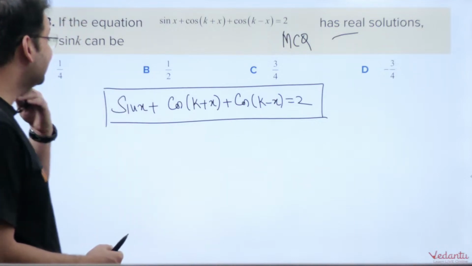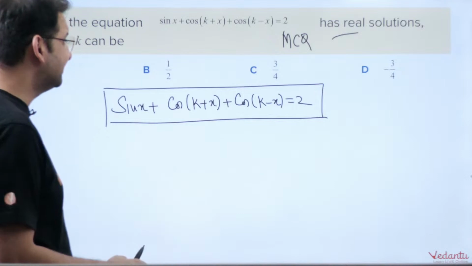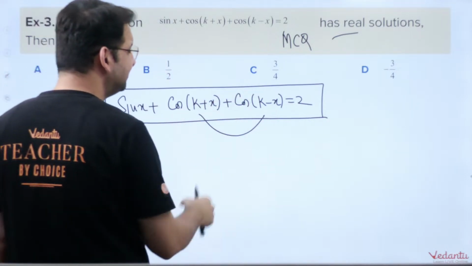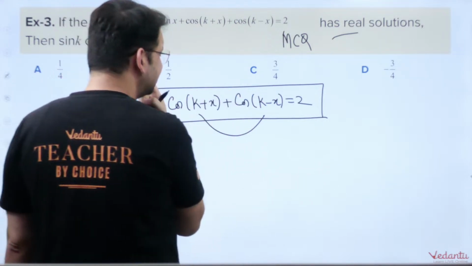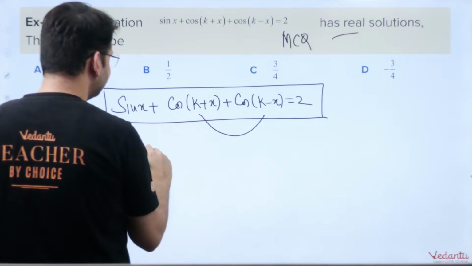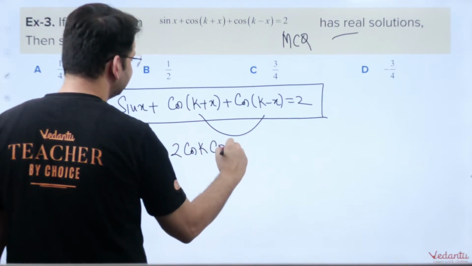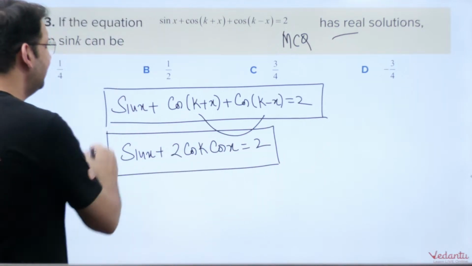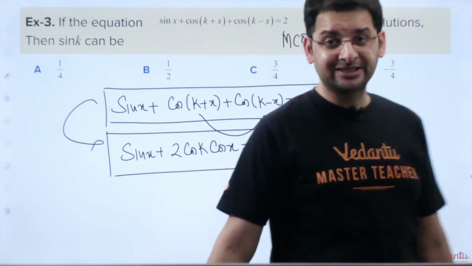Alright. Sin x, cos k plus x, cos k minus x. The first thing that comes to our mind while seeing this is, can this and this be simplified? Cos a plus b, cos a minus b. You can directly write the cos a plus b formula and the cos a minus b formula. So this is sin x plus 2 cos k cos x. This is 2. So this is the simplified expression: sin x plus 2 cos k cos x is equal to 2.